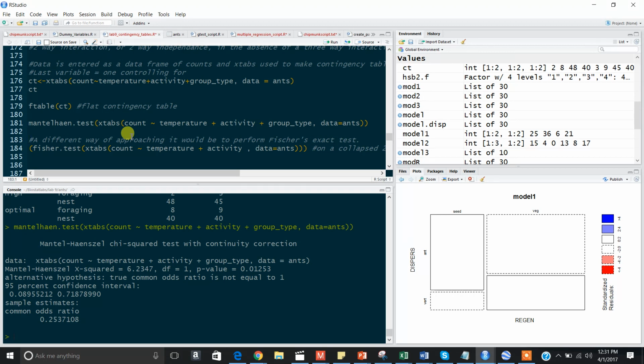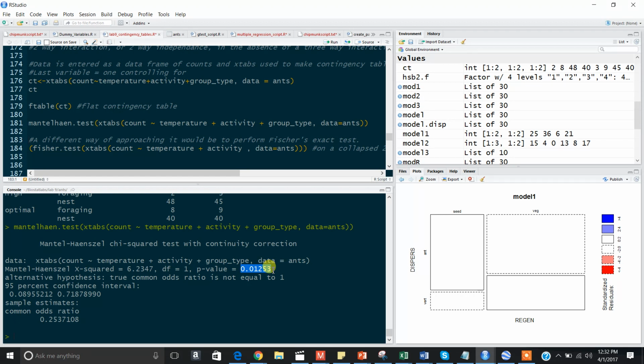Okay, so interpreting this output, here's our p-value. So there is a relationship between temperature and activity controlling for group type, because the p-value is approximately 0.013, meaning that it's less than 0.05. So since we have a significant p-value, we reject the null hypothesis in favor of the alternative hypothesis, that the value of the common odds ratio is different from 1.